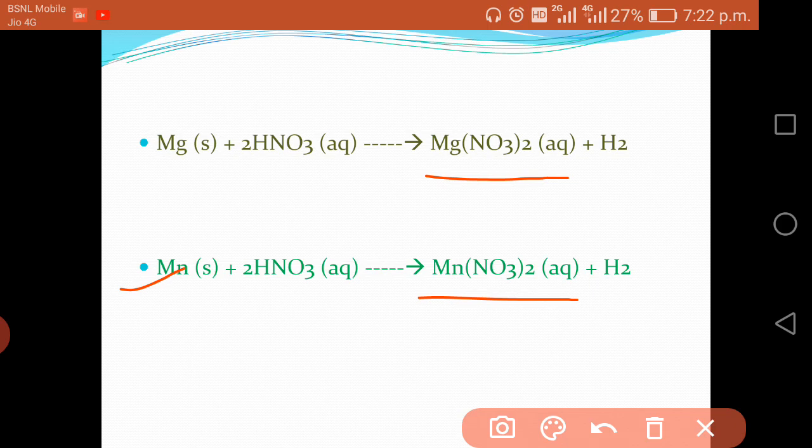Okay, so why are these two reacting? The reason is this: very dilute nitric acid is a weak oxidizing agent which is not able to oxidize hydrogen to water. The reaction of manganese and magnesium with the very dilute acid gives the following products.